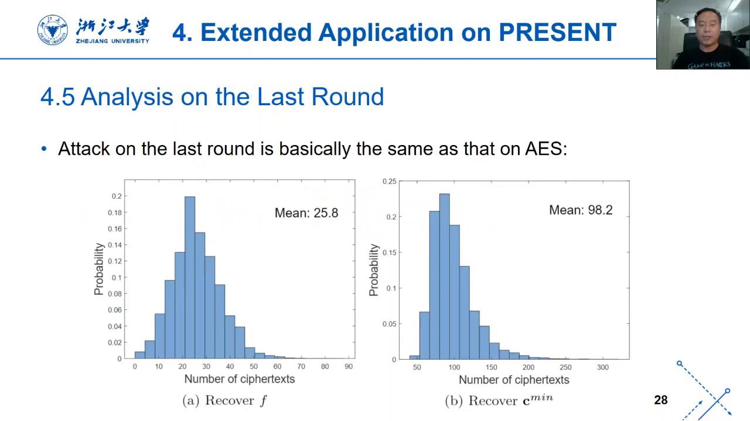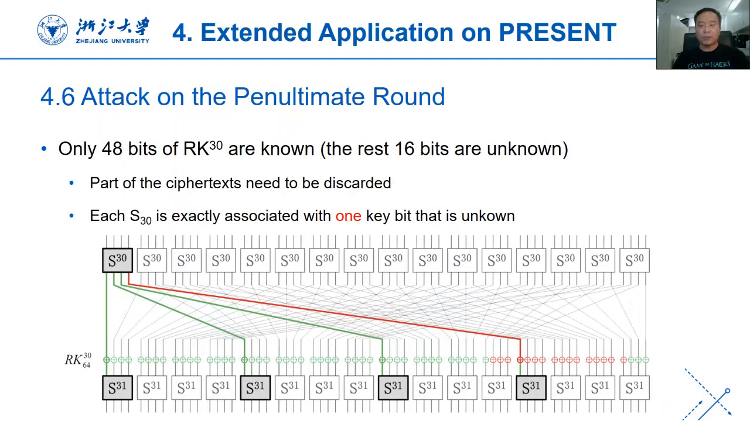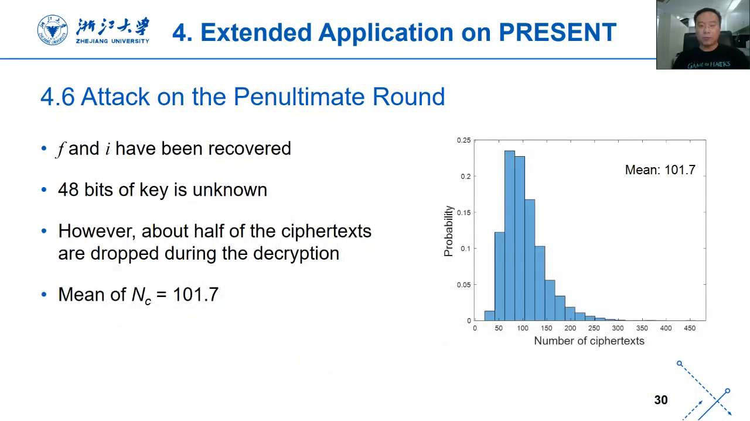The attack on the last round is basically the same as that on AES. The number of samples that is required is quite small due to the lightweight feature of PRESENT. Roughly 25 and 98 ciphertexts are enough for recovering f and c-min respectively. Due to the time limit, I skip this slide, which basically explains how to do the attack on the last round. And the final results show that for a full attack on PRESENT, only about one or two ciphertexts are required.